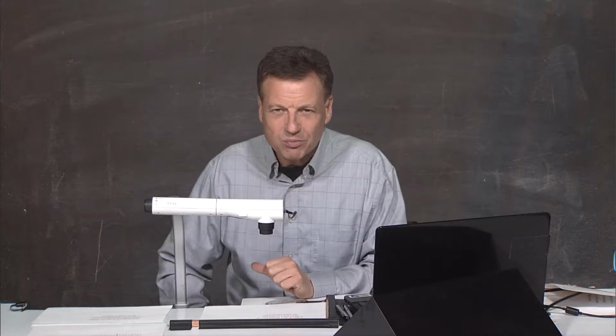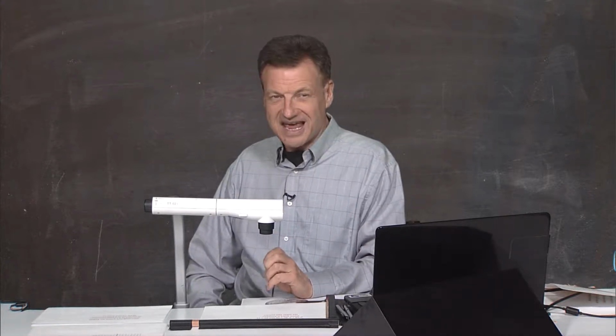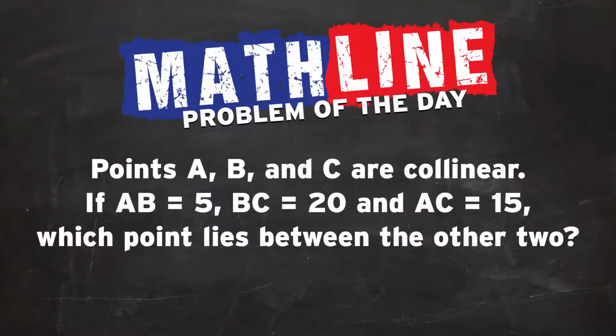We have a little prompt for you called the problem of the day. Let's see what we've got for today's problem. It says here we have points A, B, and C that are collinear. That means they lie in a straight line, my friends. If AB equals 5, BC equals 20, and AC equals 15.